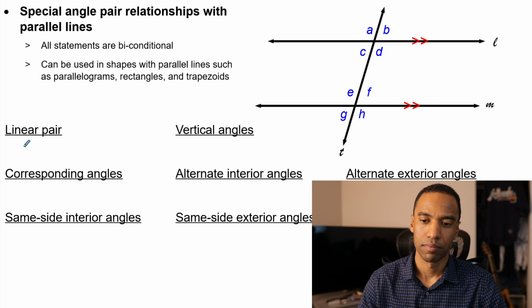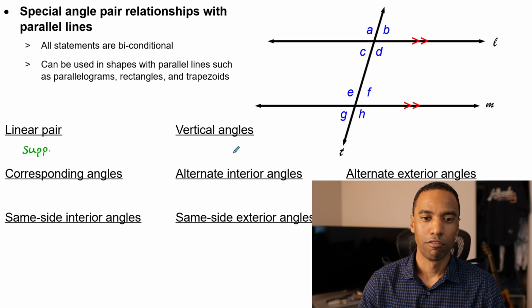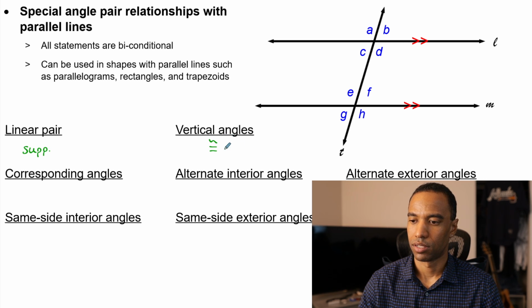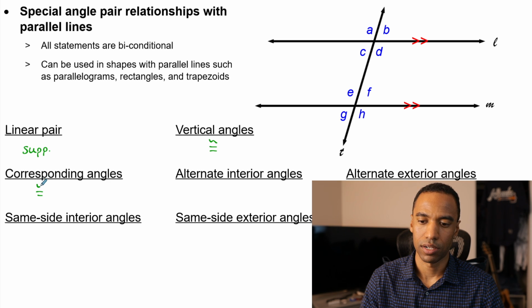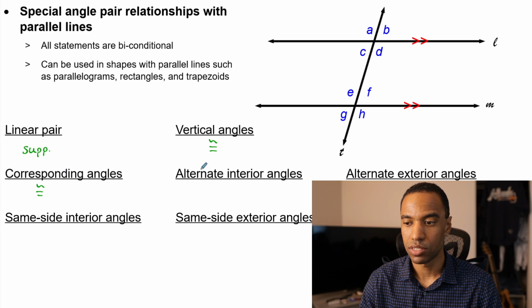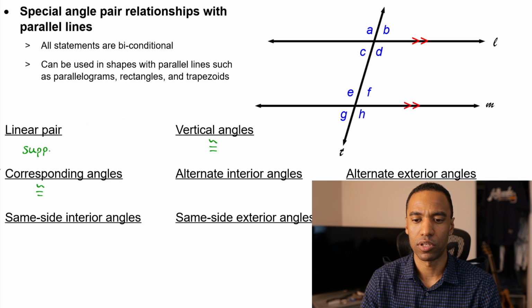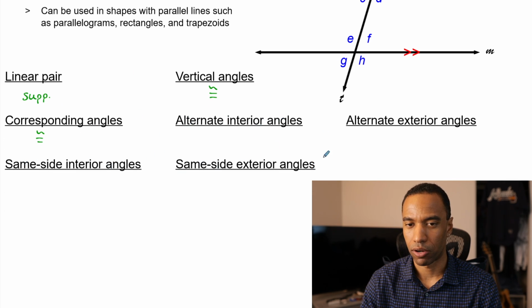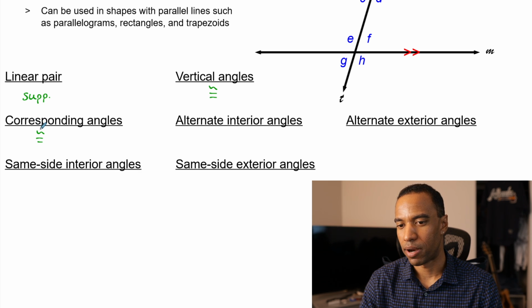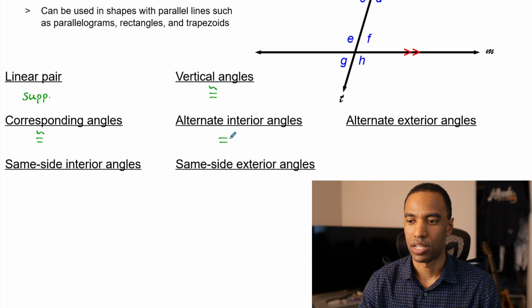So linear pair, not congruent. Linear pairs, guys, they are supplementary. Vertical angles, they are congruent. Corresponding angles are congruent. By the way, these bottom ones need lines to be parallel for this information to be true. These top two ones don't need lines to be parallel because they don't need two lines cut by a transversal. They just need some form of intersecting lines. But these bottom ones, corresponding angles, alternate, whatever, you need parallel lines for these to be true. So when lines are parallel, corresponding angles are congruent, alternate interior angles are congruent, and alternate exterior angles are congruent.